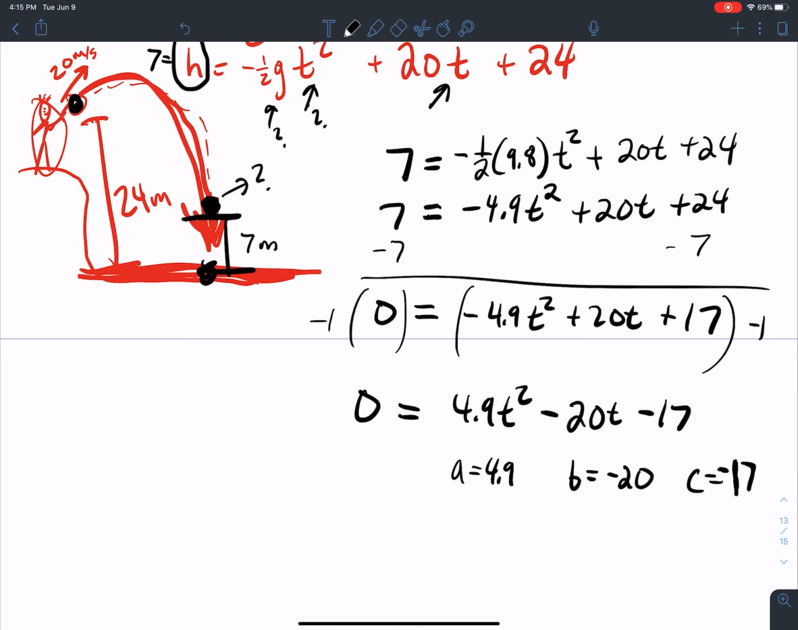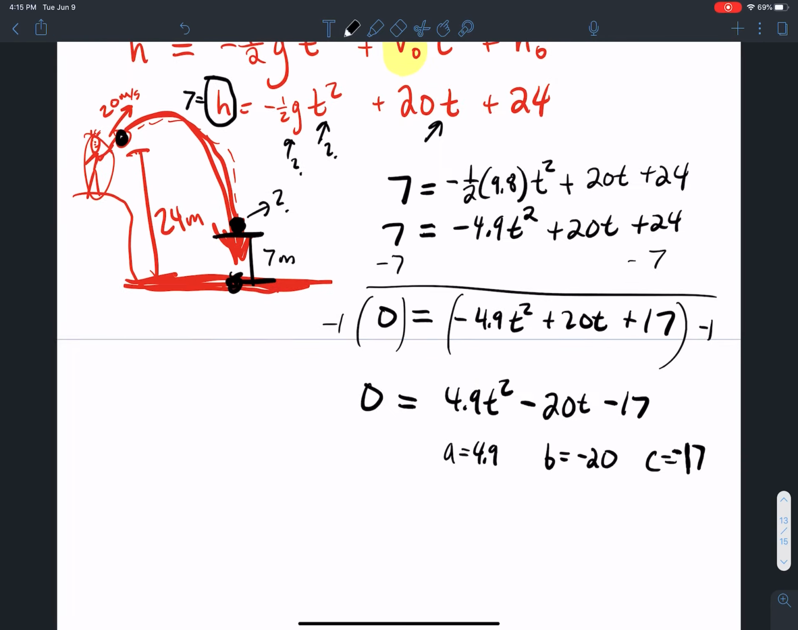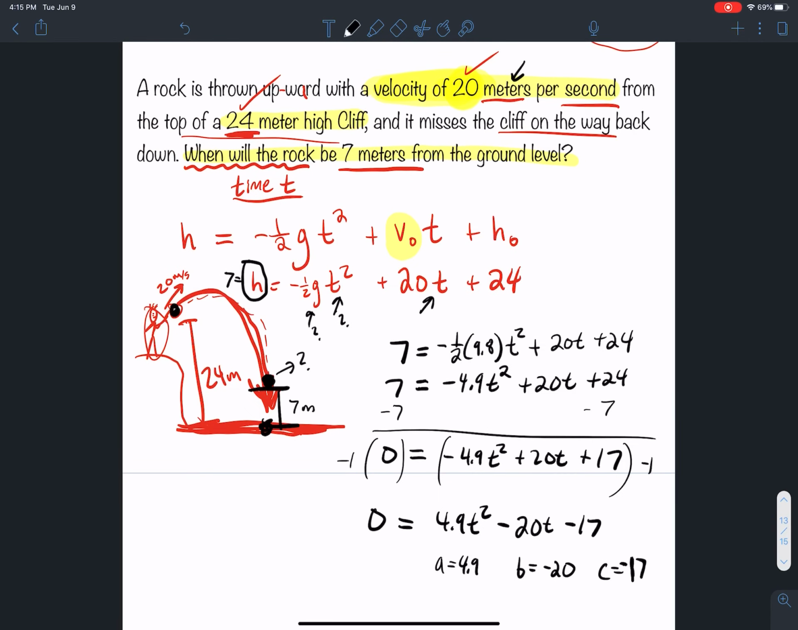This problem is going to pop up on an exam. You need to make sure that you know how to work this problem. And not only that, you need to be able to explain what your answer means in the context of the problem. So using this projectile motion formula, we're calculating when the ball will be 7 meters above the ground, and we're going to use the quadratic formula to solve.